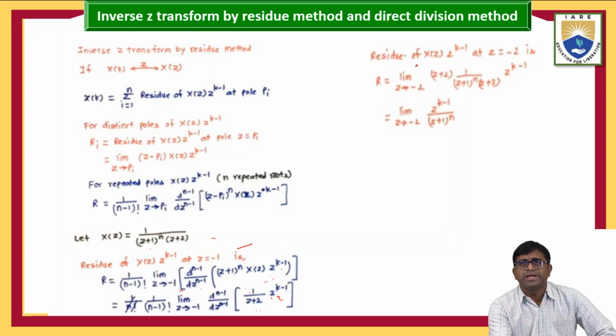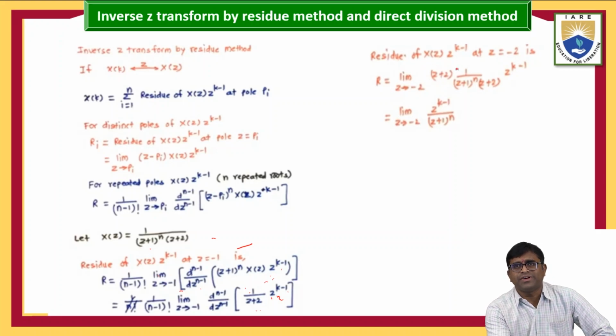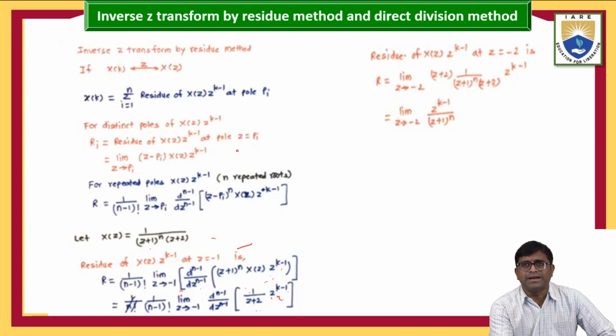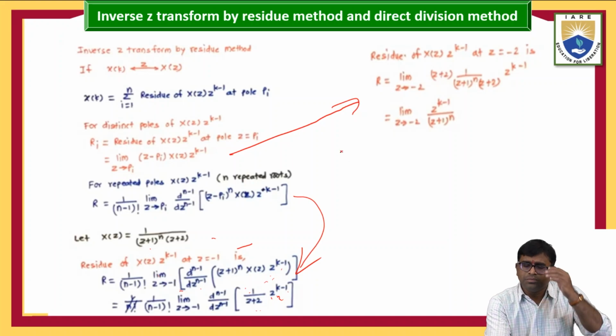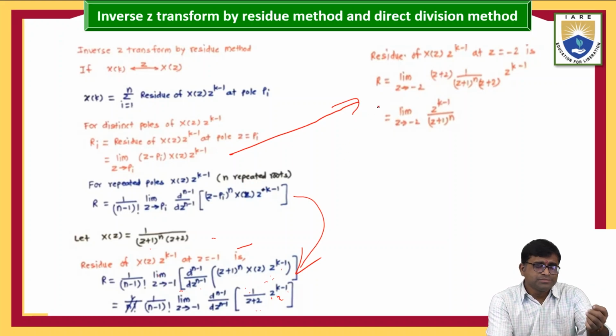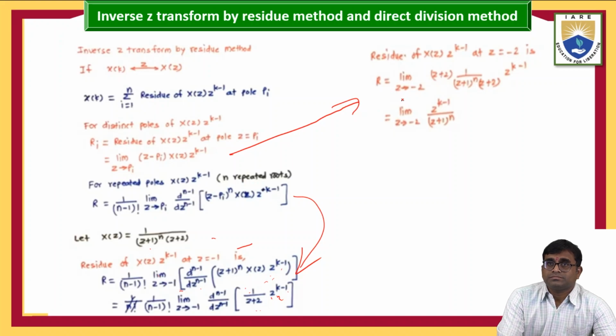So the residue of X(z) into z power of k minus 1 at z equal to minus 2 is given by the formula. It is not a repeated pole. So this is the formula. If it were a repeated pole, you would take a different formula. So r equal to limit z tends to minus 2.